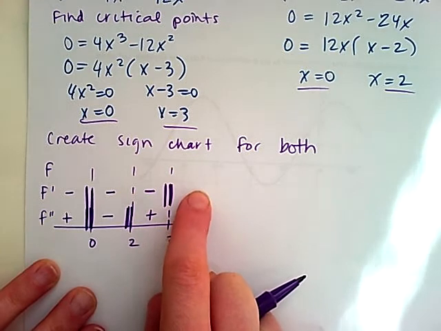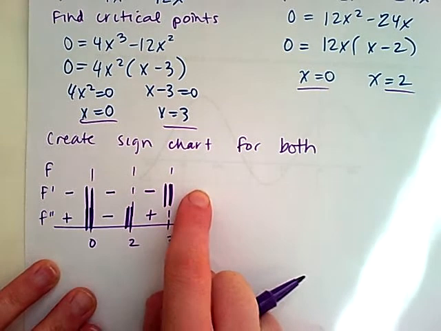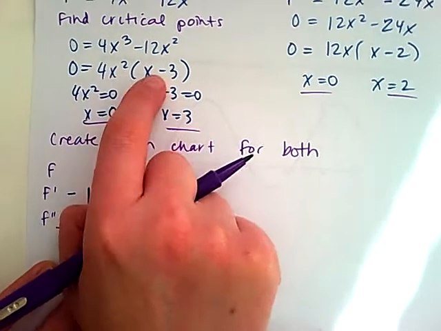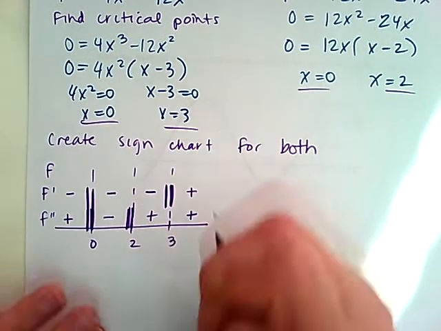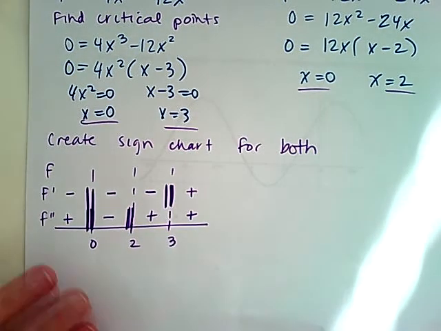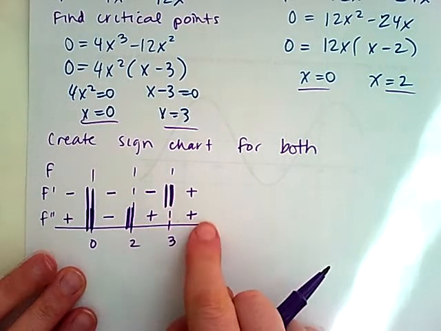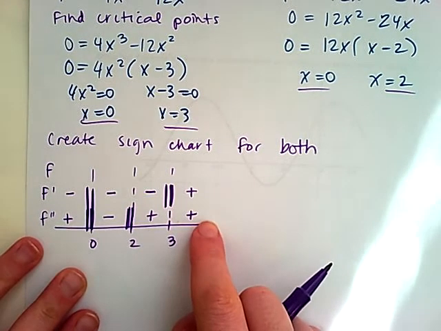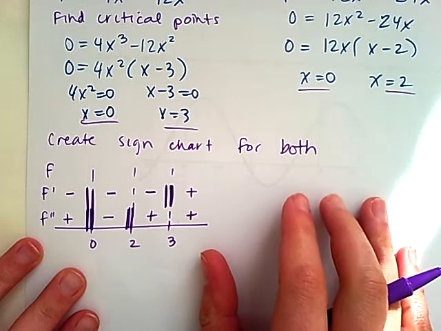Now I have to plug in something more than 3, so I'll plug in 4. And that gives me positive, positive, so we'll get a plus sign there. Okay, so now I have my signs of each first and second derivative. Now I'm going to put them all together to think about the shape of the curve on that interval.